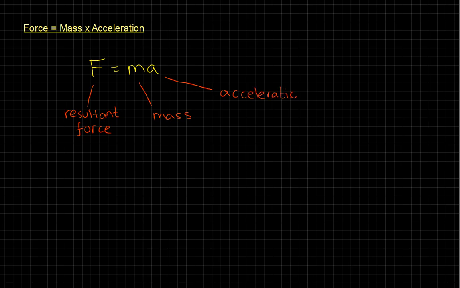So we've got the resultant force measured in newtons, mass measured in kilograms, and the acceleration of an object measured in meters per second squared, so that's ms to the -2. Okay, and this is what we're effectively going to be using to relate force and acceleration for a given object.